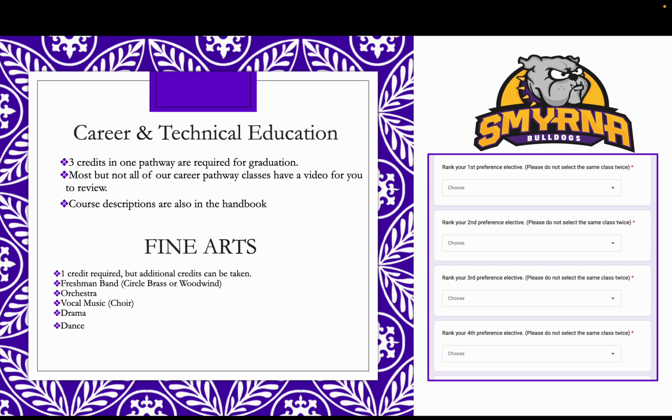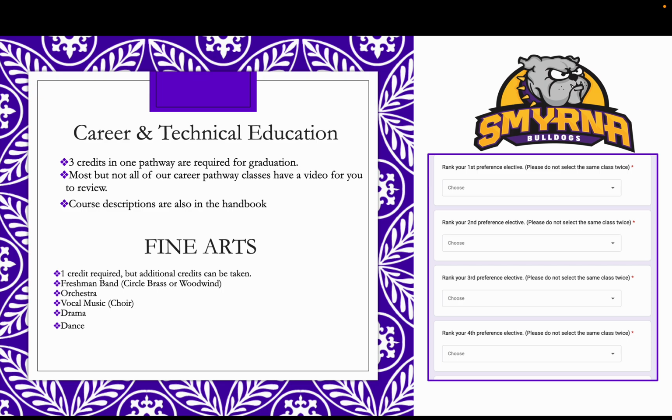Additionally, freshmen can take one or more fine arts class. So the offerings for freshmen with fine arts are band, orchestra, choir, drama, visual arts, or dance. Now, students do need one fine art credit for graduation, and you can take that as a freshman, or you can wait and do that fine art class later. Additionally, students can take as many fine arts as they desire. If your student enjoys fine arts, there's no limit for how many fine arts classes they can request for their schedule.